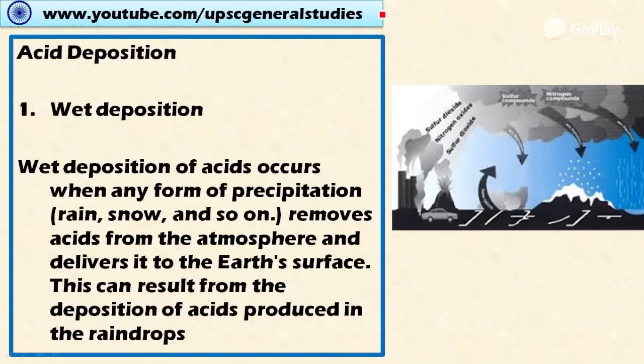And now let's look at the different types of acid rain. Acid rain can happen in two ways, that is wet deposition as well as dry deposition. Wet deposition of acid occurs when any form of precipitation, maybe rain, snow or sleet, removes the acids that are present in the atmosphere because of the emission of sulfur dioxide and nitrogen dioxide. So if the rainwater or any source of precipitation removes the source of acid in the atmosphere and brings that to the earth, then that is called wet deposition. So this is carried through the rainwater.